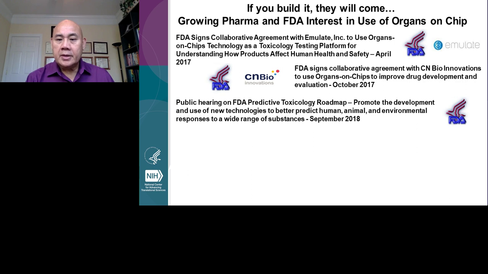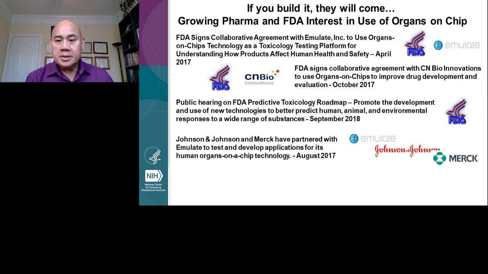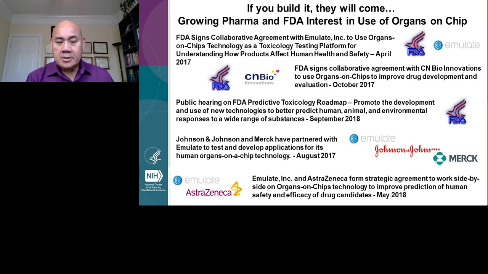And then recently, the FDA also had a public hearing on how this type of new in vitro technology can be used to predict human responses to a wide range of substances. In terms of pharma interest, Johnson & Johnson and Merck have also partnered with Emulate in using this organ-on-chip technology in their drug development pipeline. And similarly, AstraZeneca has also partnered with Emulate to set up a tissue chip-based technology as part of their drug development pipeline in their laboratories in Sweden.